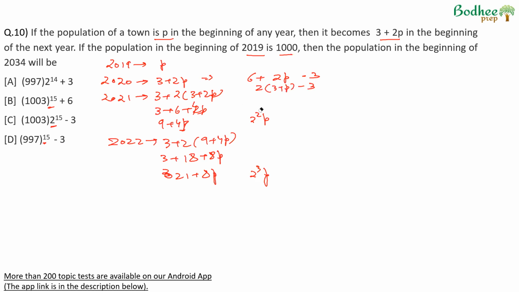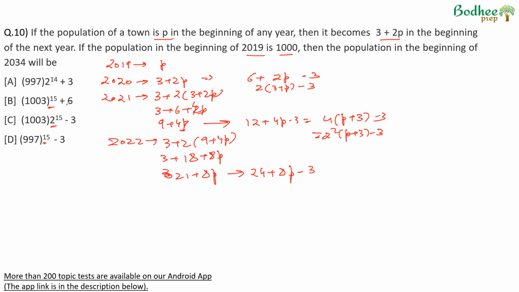Similarly, for the second term, if we subtract 3, we'll have 12 plus 4p minus 3. So this becomes 4 into p plus 3 minus 3, which is nothing but 2 square into p plus 3 minus 3. If we look at the third term and do the same thing, we'll have 24 plus 8p minus 3, adding and subtracting 3.